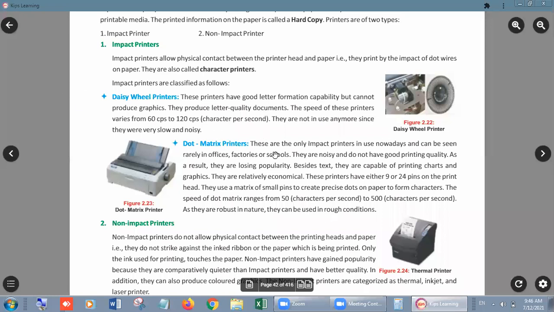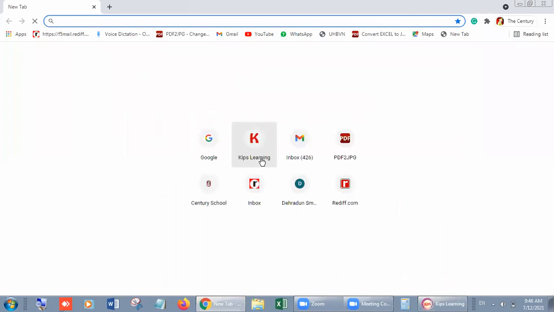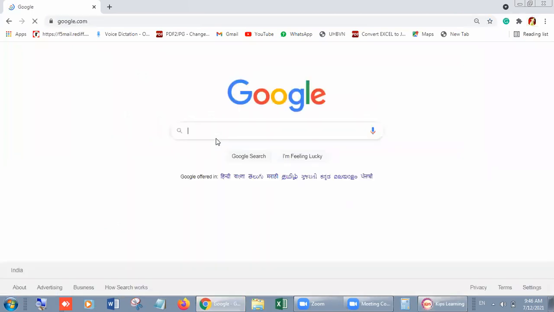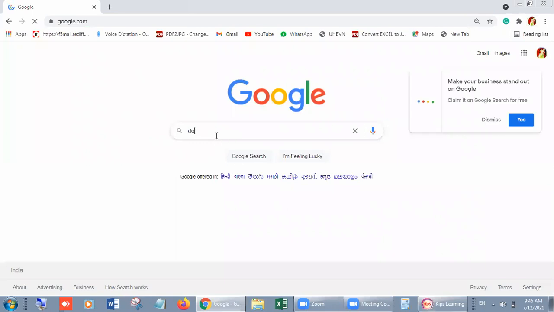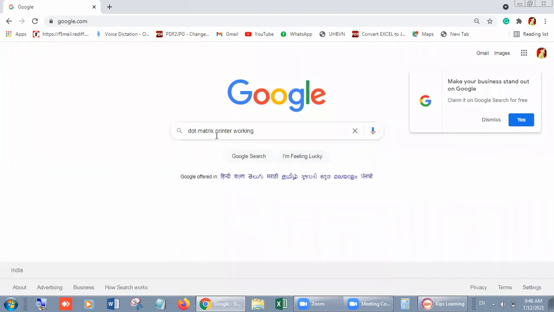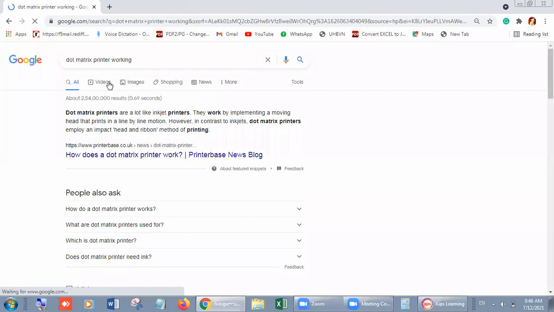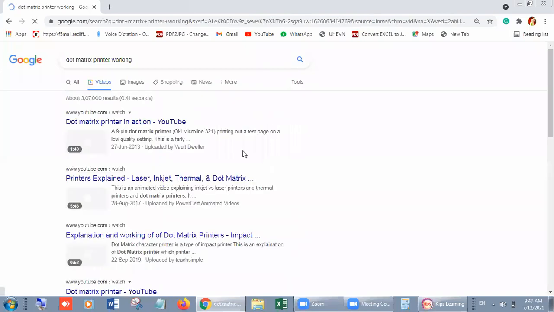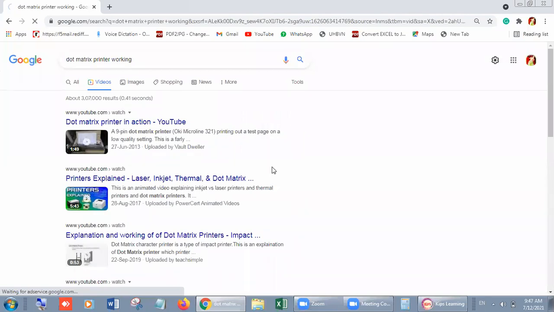Next is dot matrix printers. Dot matrix printers, you can see the picture of it. There was a head inside it, and I am showing you by the picture. Let me show you. I'm using Google here. Dot matrix printer working. Let me play the video. With the help of this, you can see it very clearly.